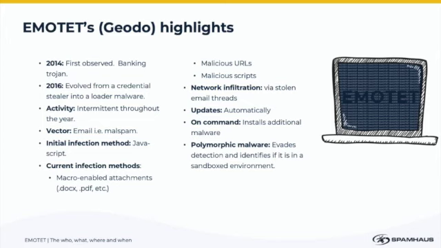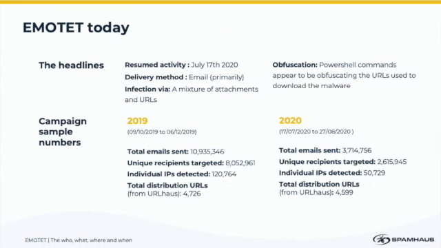One other thing is it's aware of if it's within a sandbox environment. So with all of this stuff, we're going to take a little bit of a look at what Emotet looks like today. Spamhaus was able to see that Emotet resumed activity on July 17th, and it's still primarily using email, and is using this mixture of attachments and URLs to distribute itself amongst the internet.